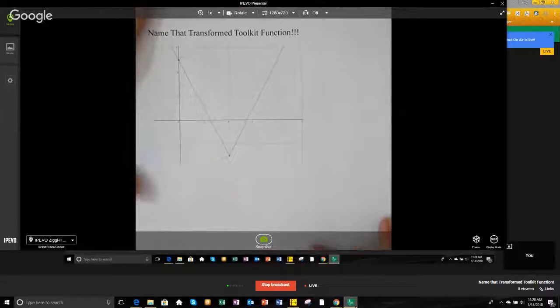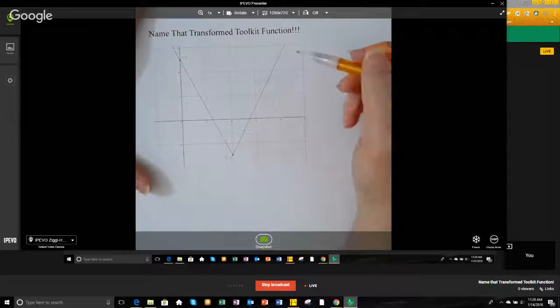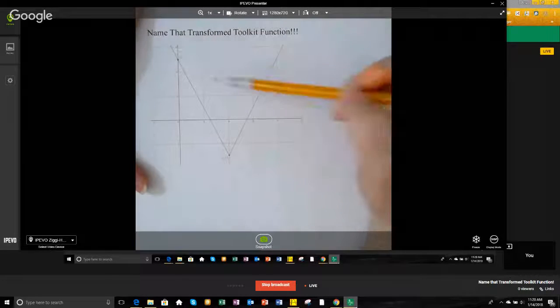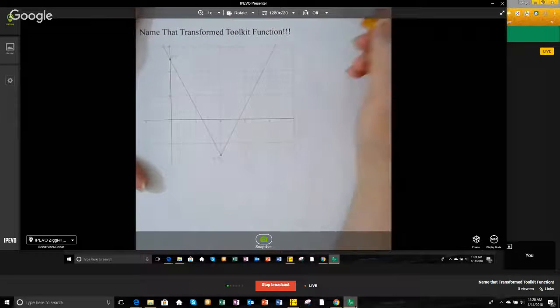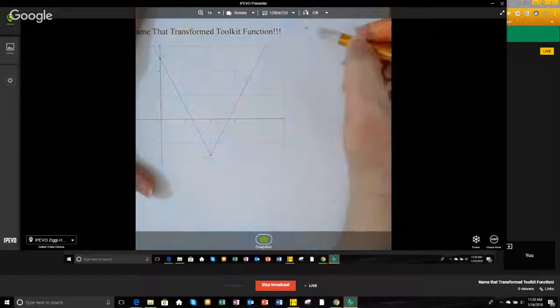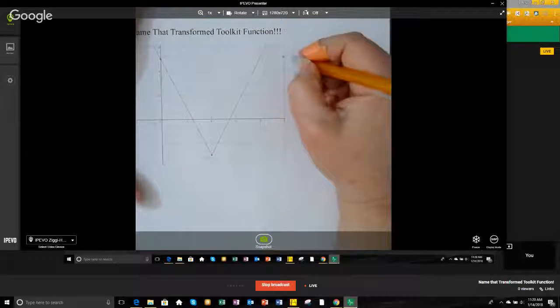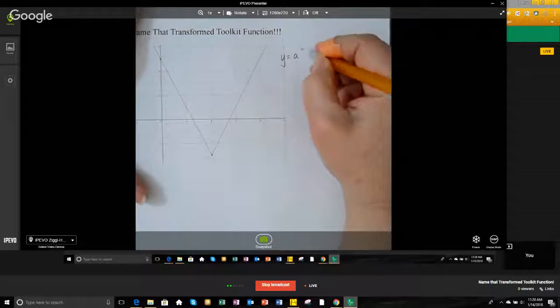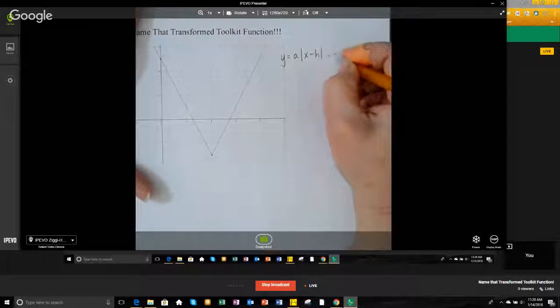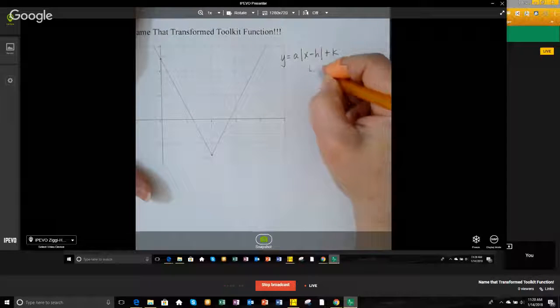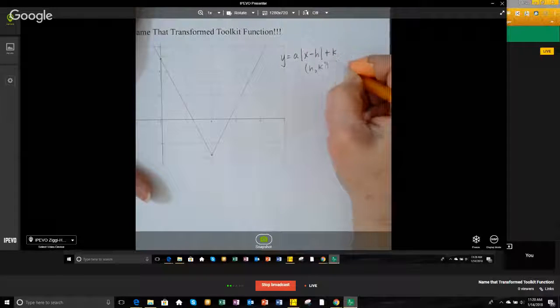All right, we're going to name that transform toolkit function. And we're going to start off with this weirdly shaped V function, which we all know is the absolute value type function. And the generic form of this function is y equals a times the absolute value of x minus h plus k, where (h, k) is something we call the vertex.